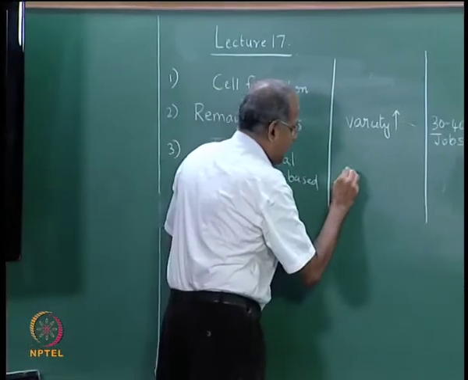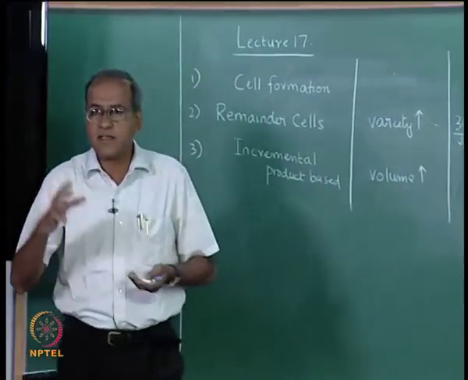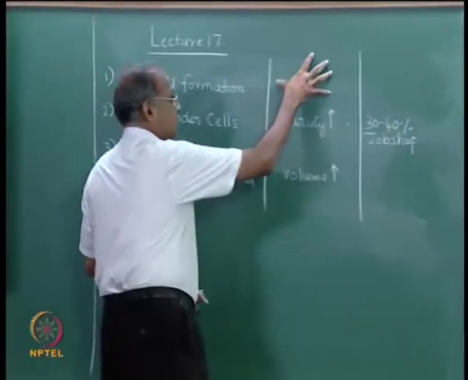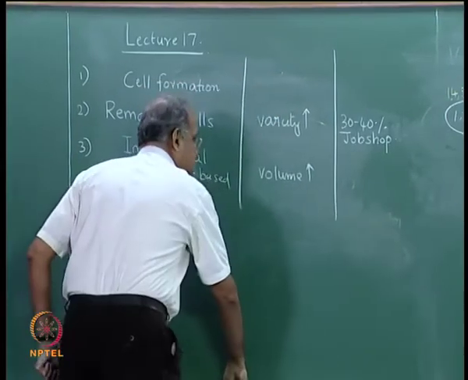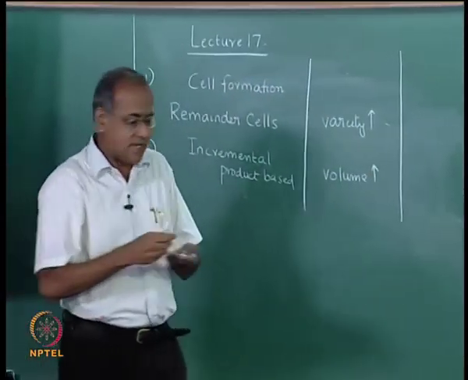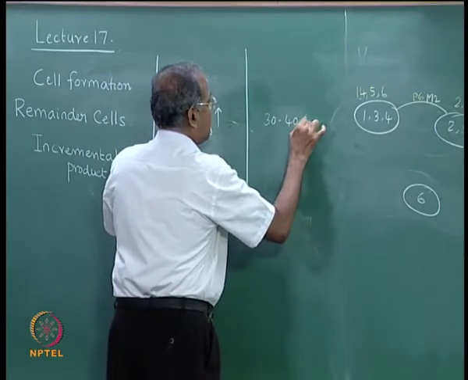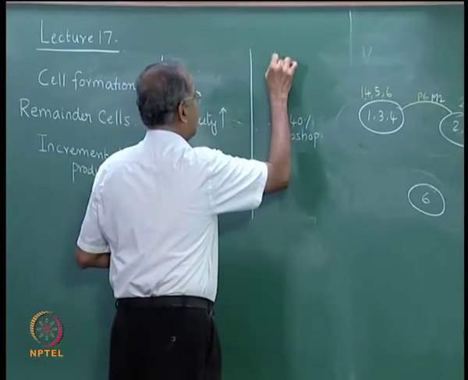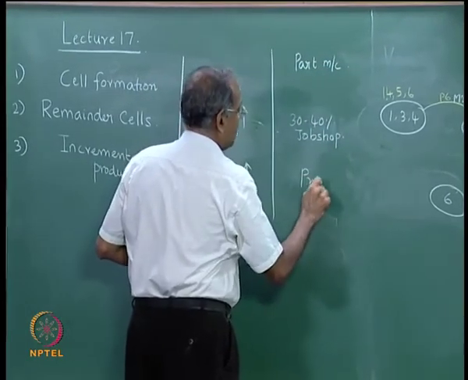So here the variety is slightly higher, here the volume is slightly higher, so that we can create cells to make 1 or 2 parts. Here we have both variety and volume, mid volume, mid variety. These also are treated in terms of various classifications of the plants, where the literature has said that this is a slightly large variety manufacturing, where 30 to 40% go into a job shop. This is typically part machine cell formation, this is product machine cell formation.